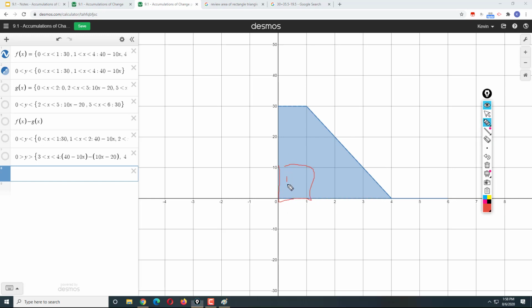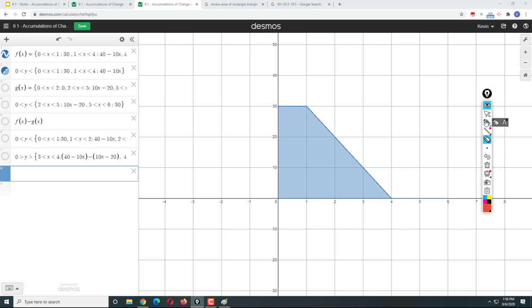Well, it's 1 times 10, which is 10. So every box has an area of 10. If that's the case, we want the area from x equals 0 to x equals 2. So it's this region, from x equals 0 to x equals 2. So let's add them up.